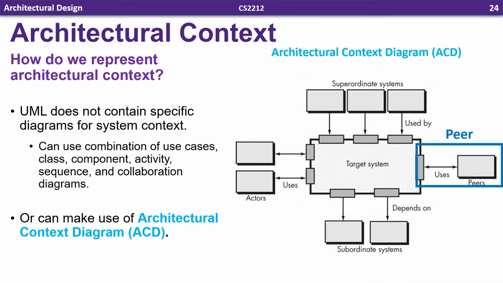On the right, we have peers. These are closely related external systems or other internal components on the same level. They both use and are used by our system. And finally, on the left, we have our system's actors. Defining all these elements in an architectural context diagram sets the context for our system and allows us to know its dependencies and what interfaces it must provide.